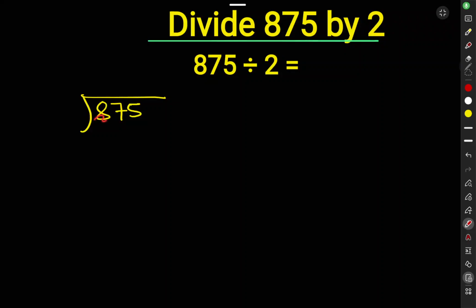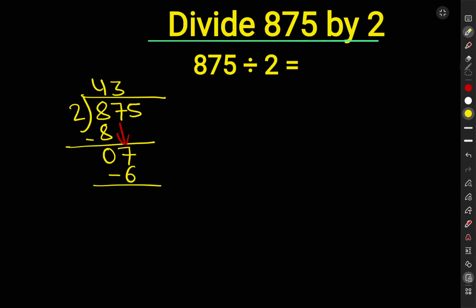We divide 875 by 2 in a long division method. So 2 times 4 is 8. On subtracting we get 0. So now we put down this 7 and 2 times 3 is 6.